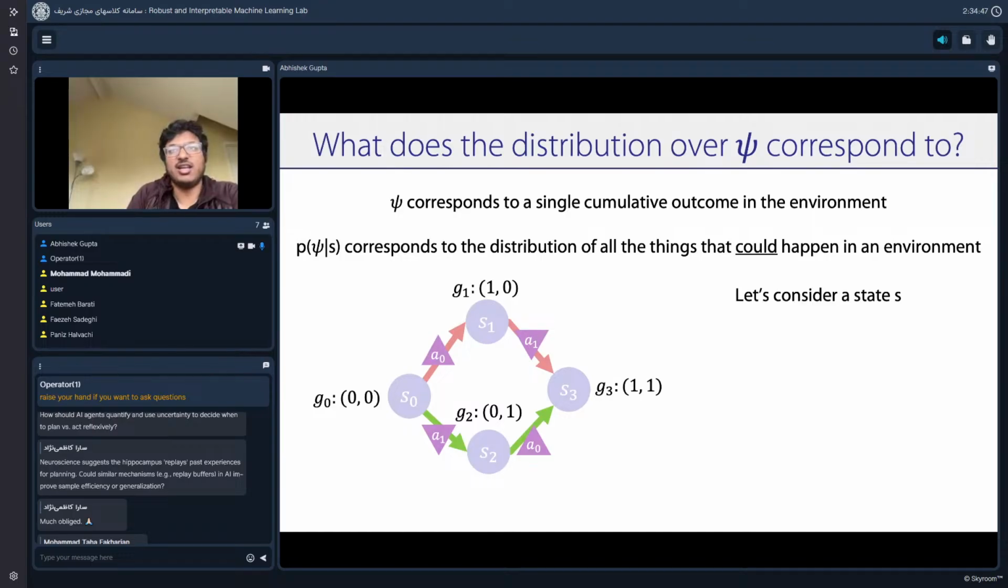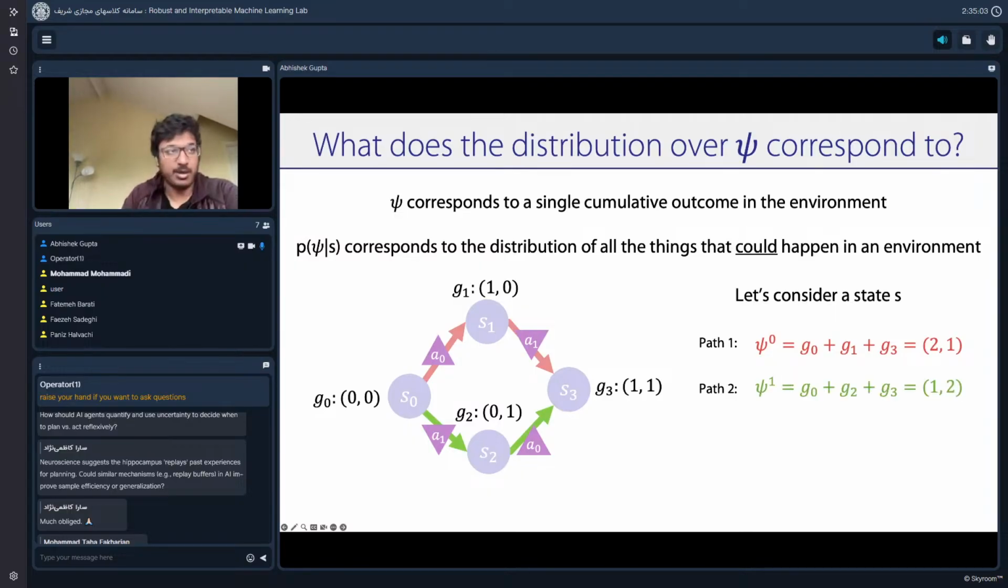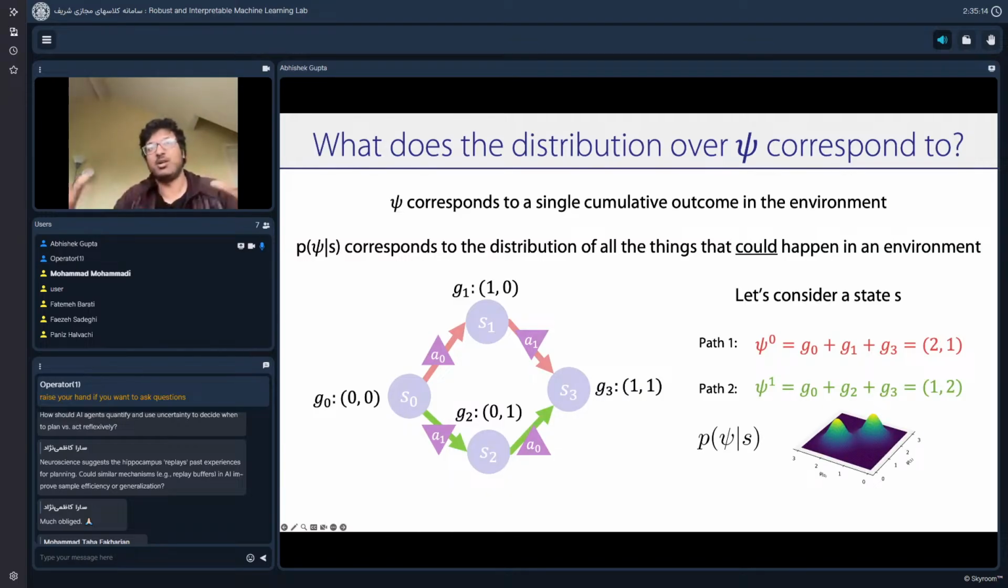And so if you have such a data set, there are two different paths. You can go S naught, S1, S3. So your psi is going to be G0 plus G1 plus G3, which is 0, 0 plus 1, 0 plus 1, 1, which is 2 comma 1, right? And your second path is S0, S2, S3, which is 0, 0 plus 0, 1 plus 1, 1, which is 1, 2, right? And so essentially, you can think of this as modeling a bimodal distribution with one peak at 2 comma 1 and one peak at 1 comma 2, right?